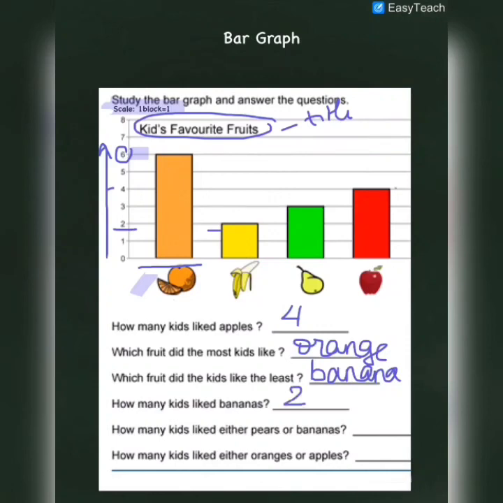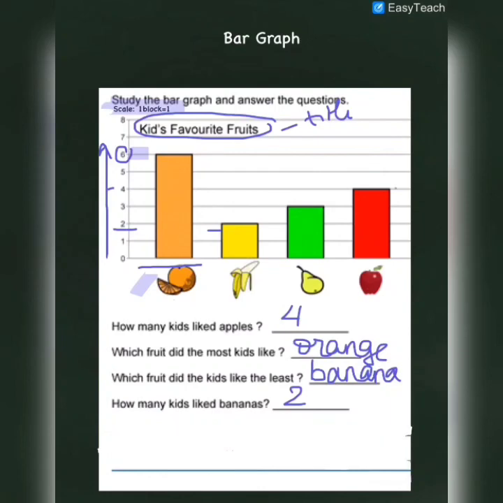How many kids liked either pears or bananas? So either means either bananas or pears. So how many of them were they? So that's it. Those 2 questions are not in your course syllabus. So that's it. I hope you have understood it all.